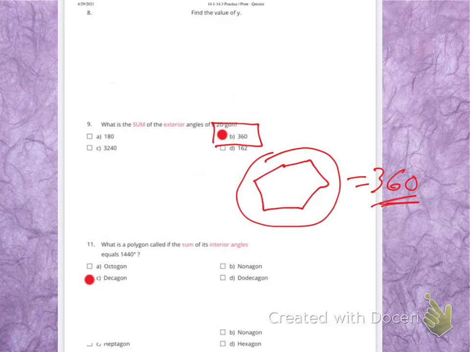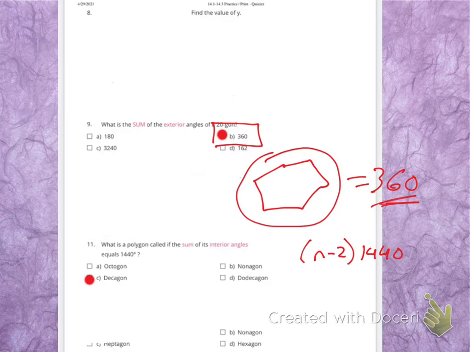What is a polygon called if the sum of its interior angles equals 1440? So I would do, what is the polygon called if the sum of its interior angles is 1440? So we know what the equation is, right? n minus 2 is equal to 1440, right? So we have to figure out what n minus 2 equals 1440.